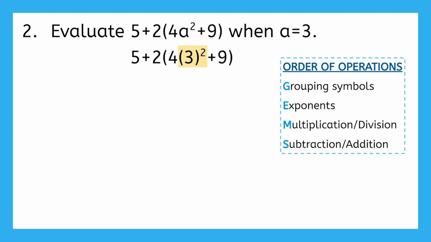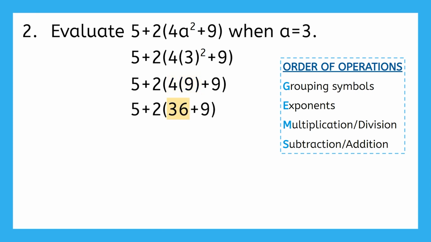Exponents, also called powers, tell me how many times to multiply the number by itself. So in this case, we need to multiply 3 by itself 2 times, which would be 3 times 3, giving me 9. After exponents, we work on multiplication and division. So 4 times 9 gives us 36. And lastly, we do subtraction and addition. So 36 plus 9, which gives us 45.